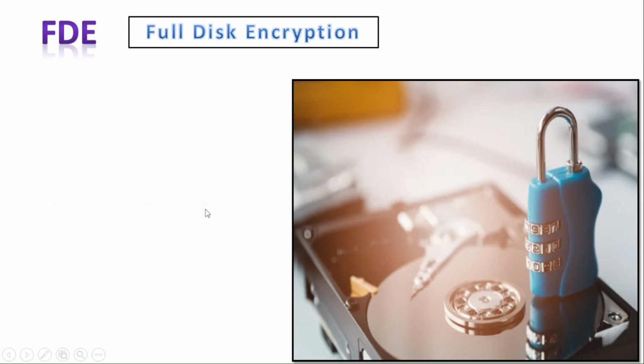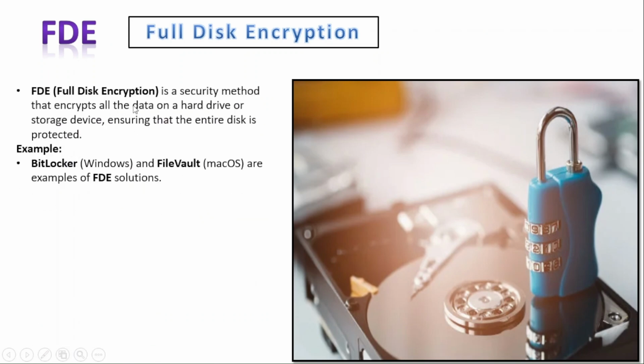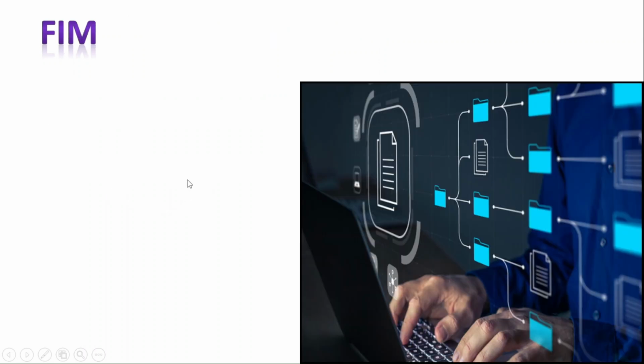FDE, that is Full Disk Encryption. So FDE, or full disk encryption, is a security method that encrypts all the data on a hard drive or storage device, ensuring that the entire disk is protected. Example: BitLocker in Windows and FileVault in macOS are examples of FDE solutions.